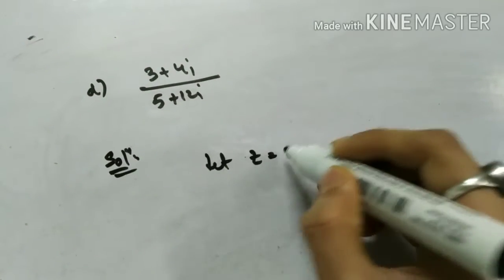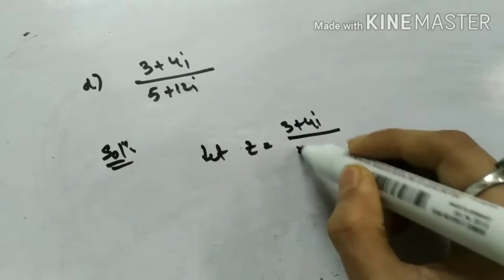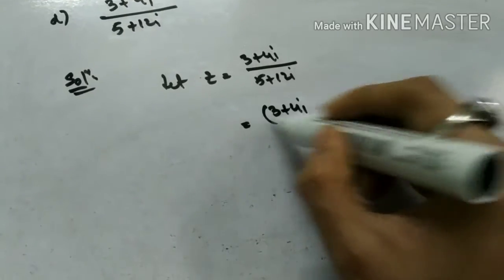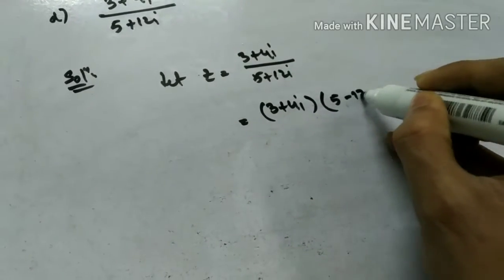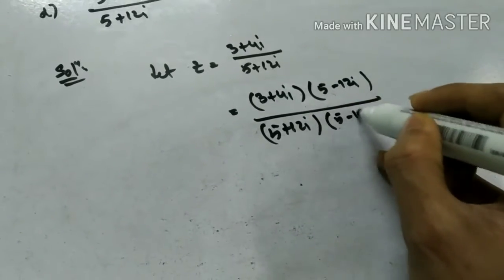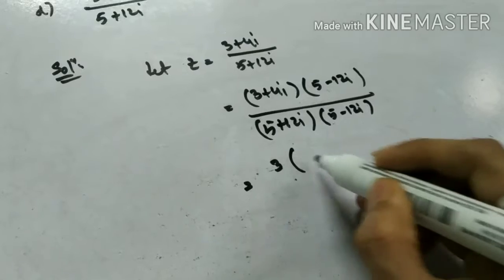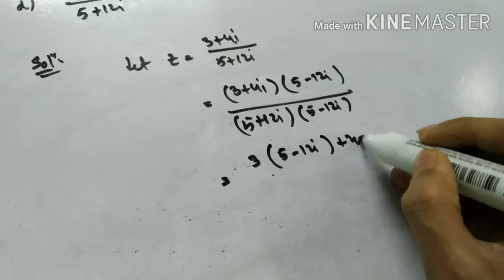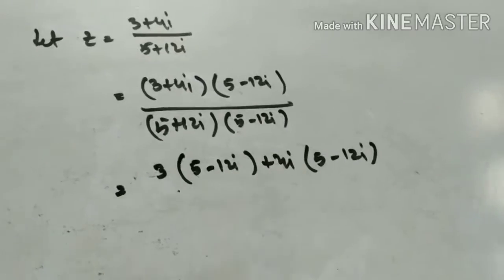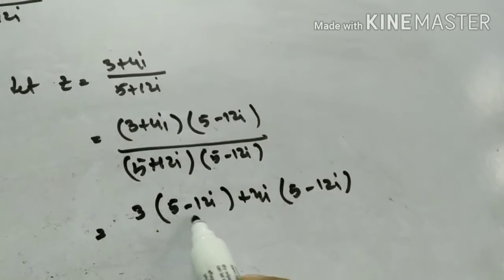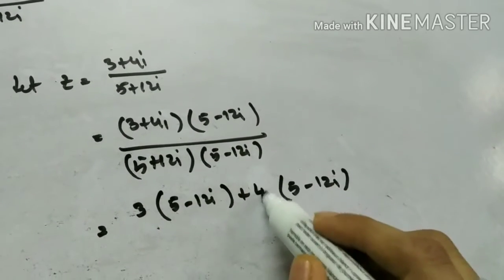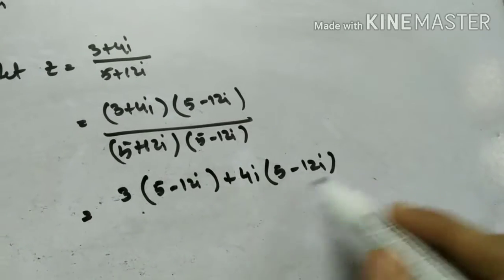Let z equals (3 + 4i) / (5 + 12i). I can multiply by the conjugate: (3 + 4i)(5 − 12i) / ((5 + 12i)(5 − 12i)). So the numerator becomes 3(5 − 12i) + 4i(5 − 12i).